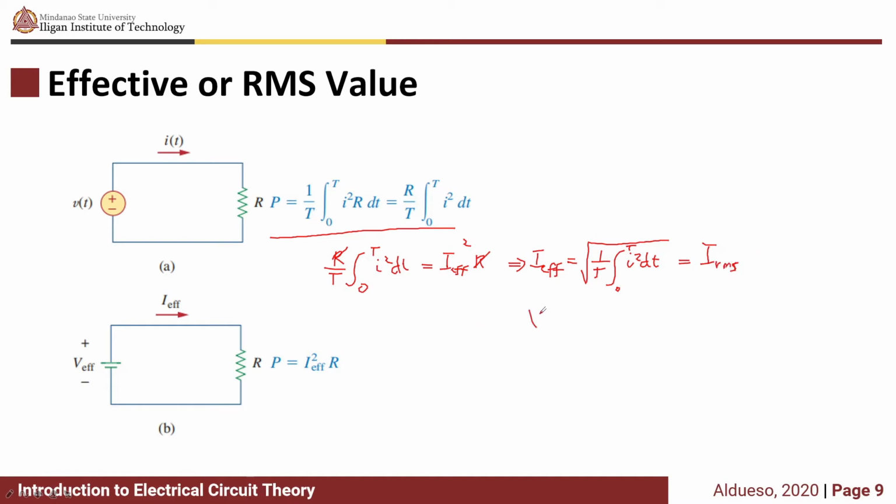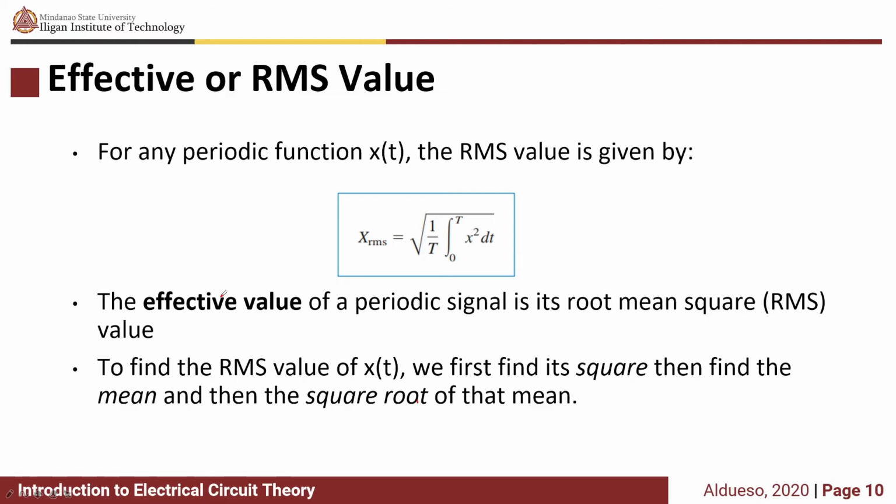The same with voltage, V effective is equivalent to the square root of 1 over T times the integral of v squared dt evaluated from 0 to T. This is also equivalent to our VRMS. So the general equation for the effective or RMS value for any periodic function x of t is given by this equation.